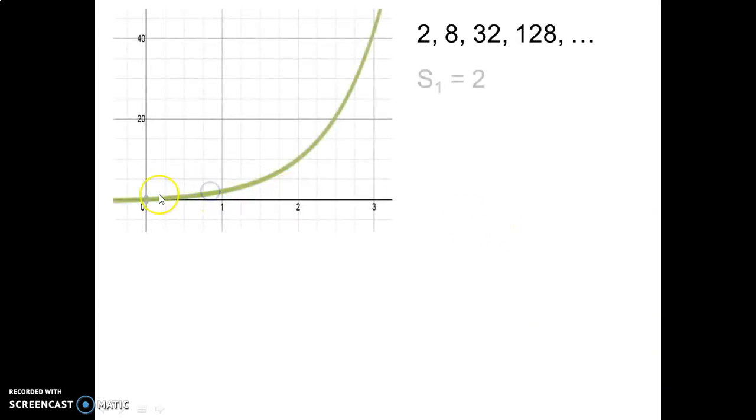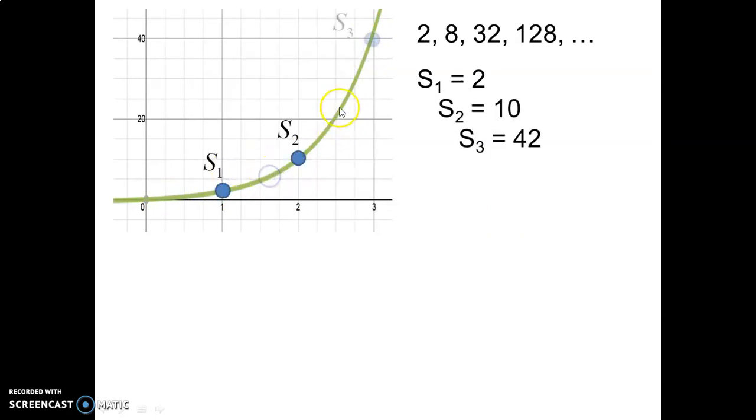Here's the sums graphed. Yeah, here's the sum after 1, sum after 2, sum after 3. So here's the sum for that divergent sequence, and the sums you can see are growing.